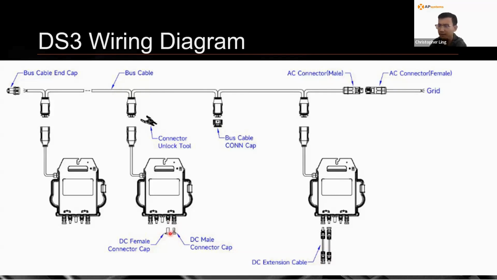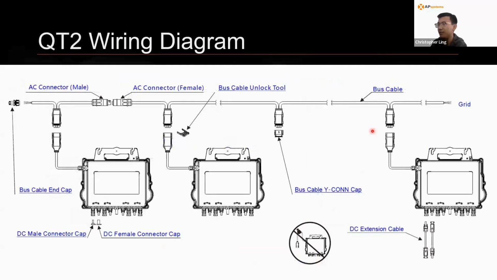It's also possible to use one panel instead of both channels. It's not the most cost effective way, but if you have an odd number of panels, that's also okay. You can use these DC caps to cover the MC4s like so. And the really nice thing is that for the QT2, it's a very similar scenario here.